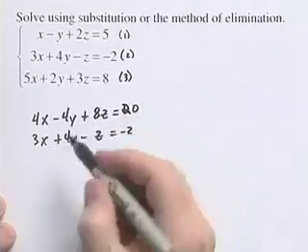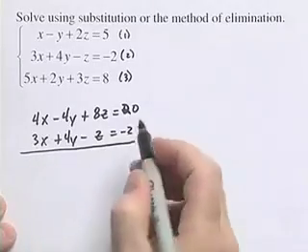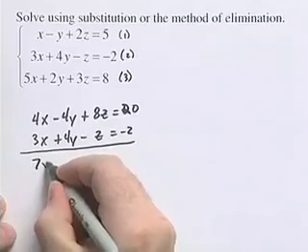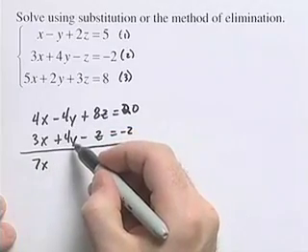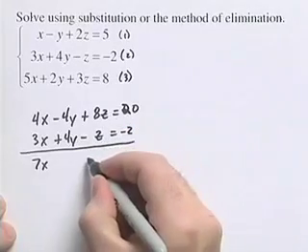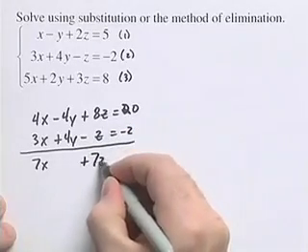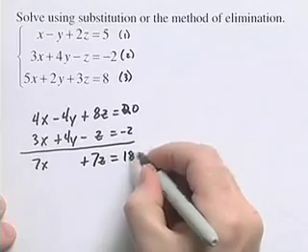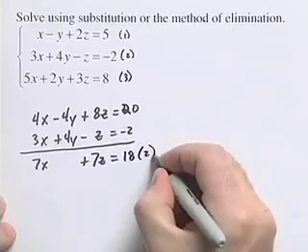Now to get rid of the y variable, we're going to add these two equations together. 4x plus 3x is 7x, negative 4y plus 4y is 0, and then 8z plus a negative z is going to give us plus 7z. And then 20 plus negative 2 is 18. This will be our new equation 2.